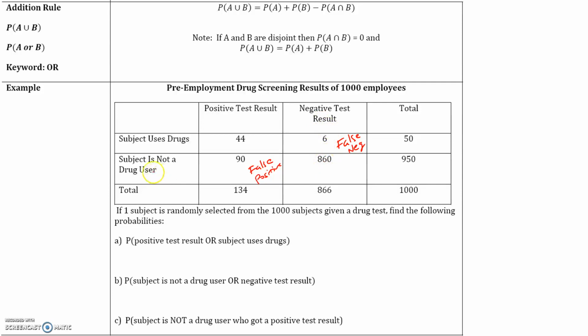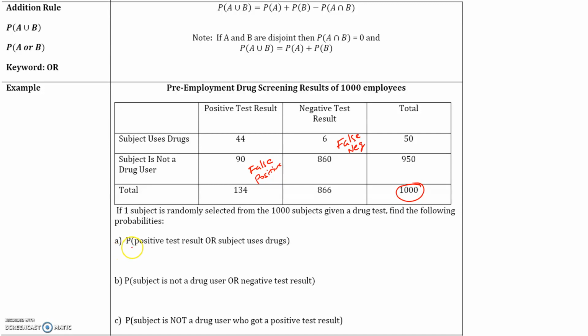The second column here is the subject is not a drug user and they got a negative drug result. So that's a true negative. And these are just the totals from the two columns, and these are the totals from the rows. And 1,000 is the total number of employees that were screened. Okay, now, if one subject is randomly selected from the 1,000 subjects given a drug test, find the following probabilities.